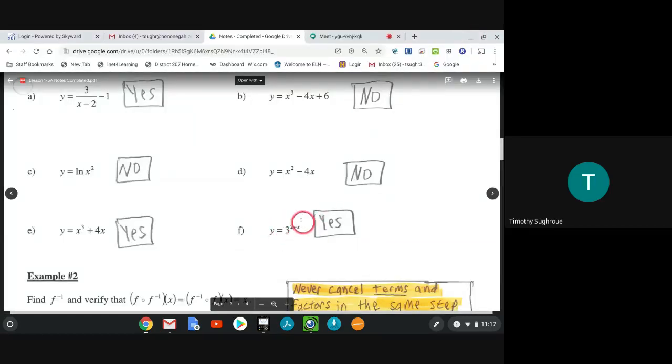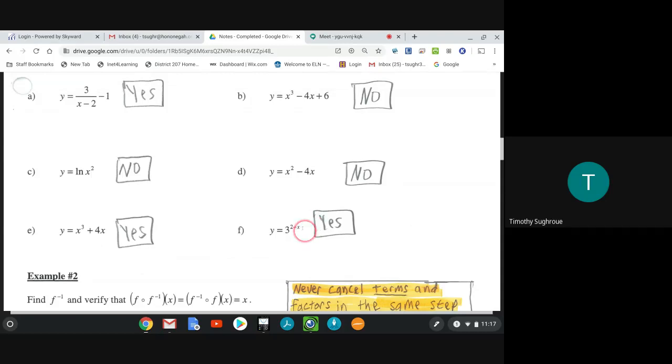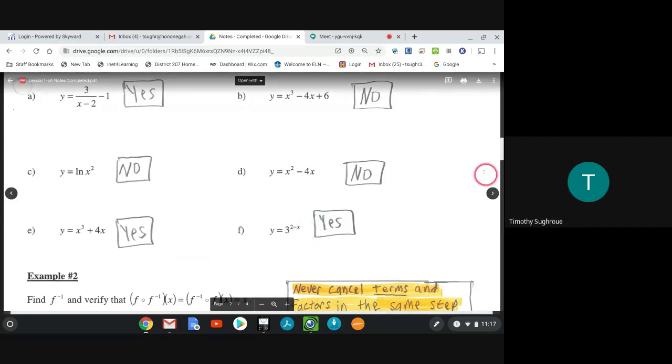Just real quickly, remember on this, we graphed some of these. The horizontal asymptote here is y equals 0. We could see that. And it does go up forever.